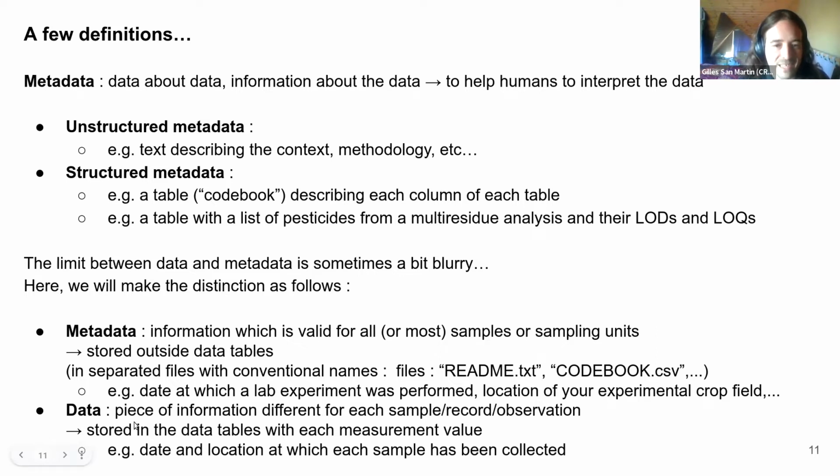On the other hand, data is any piece of information that will be different for each sample, each record, each observation. For example, the date could be both metadata or data. If you do a lab experiment and it was done on one specific day, it will be valid for the whole data set, so it will be more in the metadata. You describe in the metadata when the experiment took place. But if you collect samples in the field in different apiaries, each observation or sample will probably have a slightly different date, and it will be stored in the data and considered as data. But the distinction is not that important. What is important is to collect the information and store it in a way that is understandable for other people.